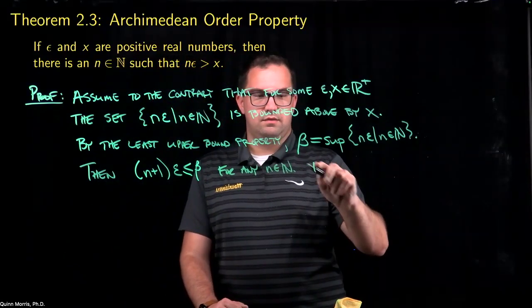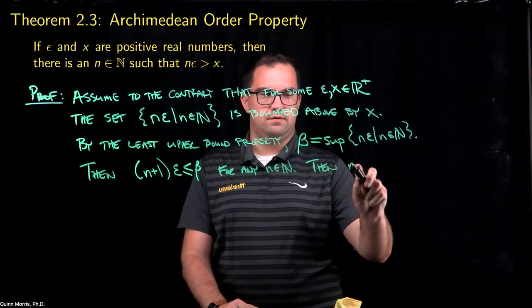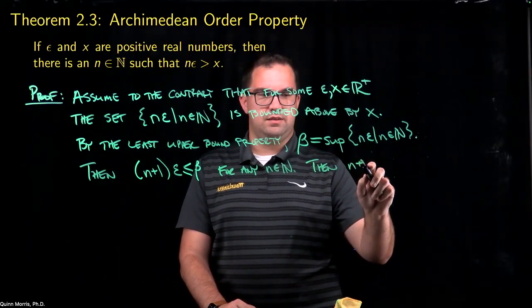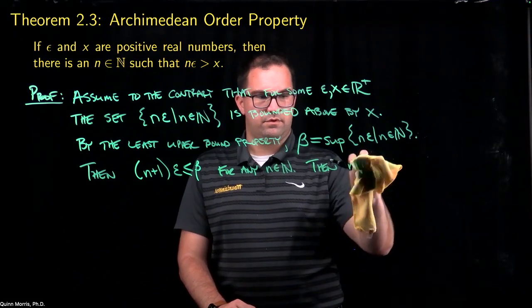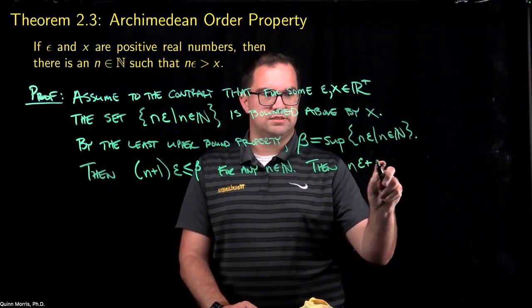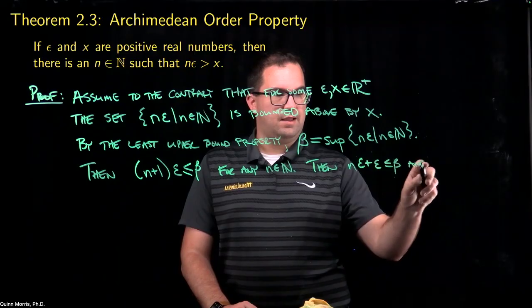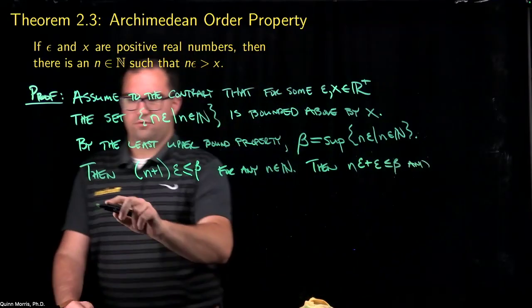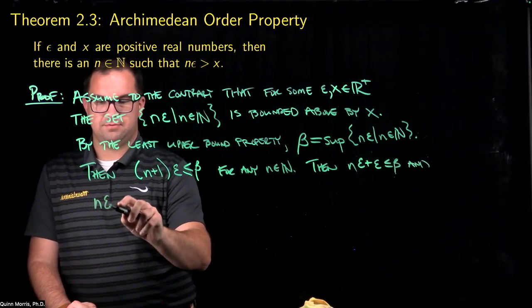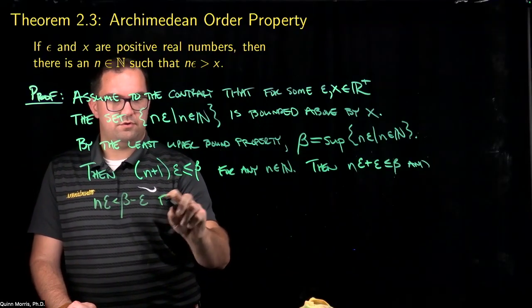Okay. Well, then let's see. What does that mean? If I rewrite this inequality, then that gives me n times epsilon plus epsilon is less than or equal to beta. And if I just subtract the epsilon over, that gives me n times epsilon is less than beta minus epsilon.